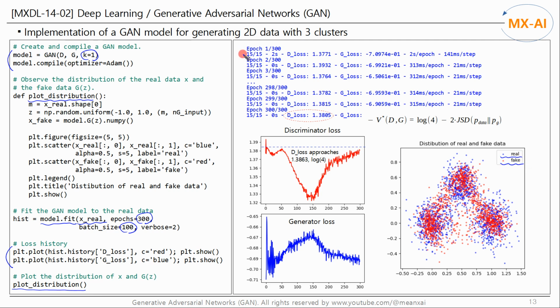Let's observe the changes in d-loss and g-loss during training. D-loss changes like this. This is getting closer and closer to log 4, which is 1.3863. In the last video, we saw that negative V star is represented like this. As the distributions of P data and PG become more similar, we can see that V star converges to log 4.